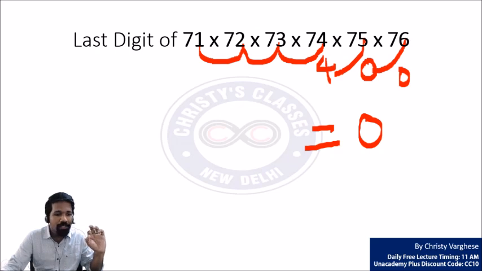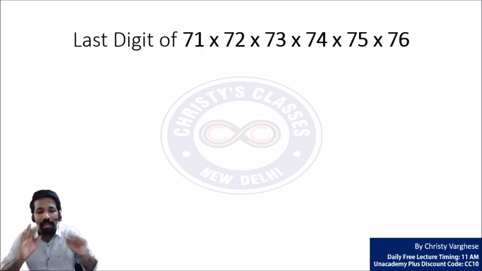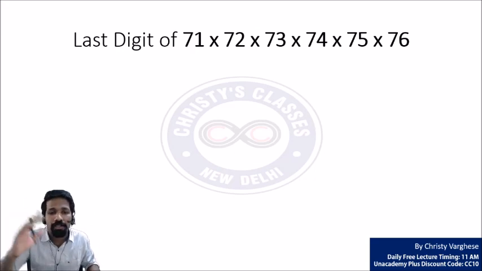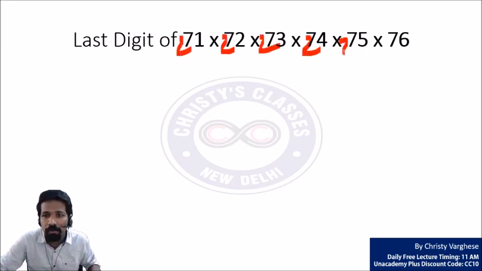So you understood that for finding the last digit, only the last digit matters. Whether it is multiplication, addition, or power also, this is going to be the same. That means even if it was 271, 272, 273, 274, 275, 276, still the answer will be 0.